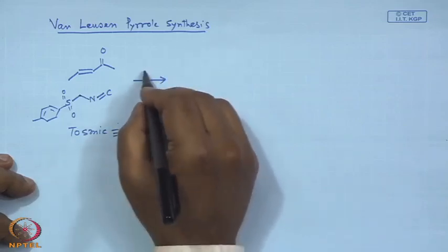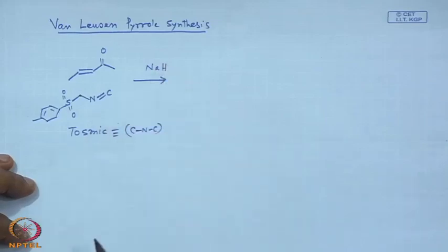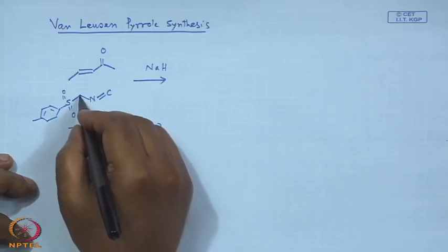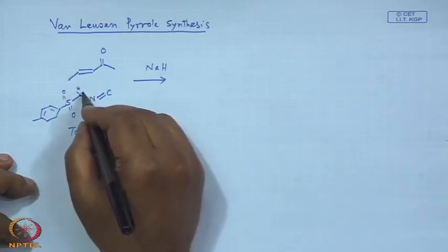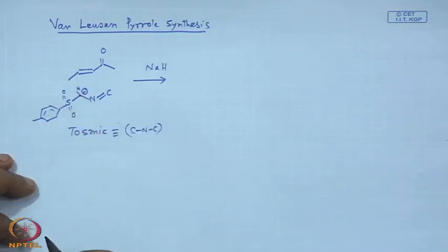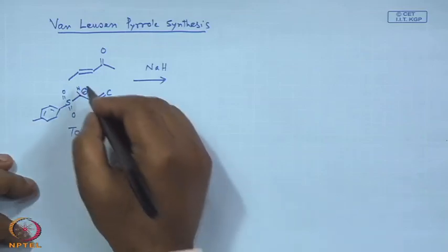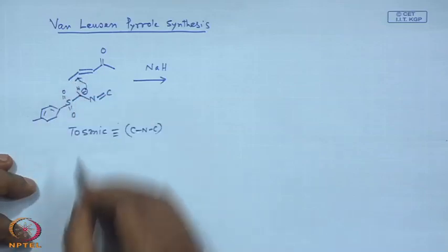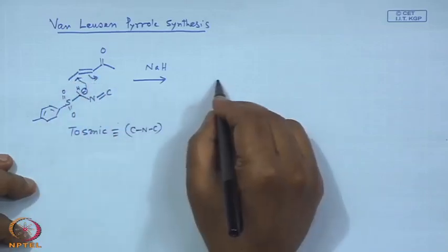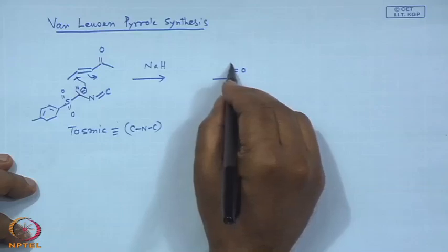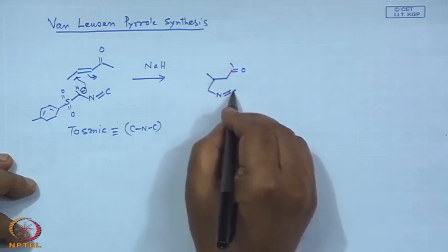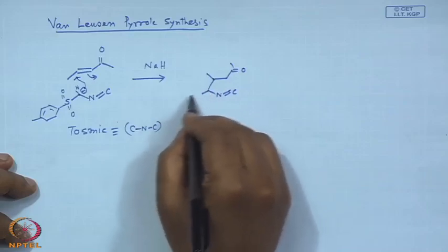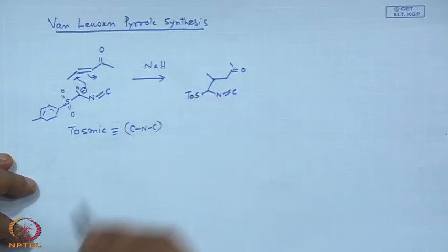And if you use sodium hydride in this case, what is expected? That this activated methylene hydrogen would be deprotonated with sodium hydride. Then the same old thing, Michael addition, takes place. So you will be getting a new carbanion, and I will just write the tosyl group.